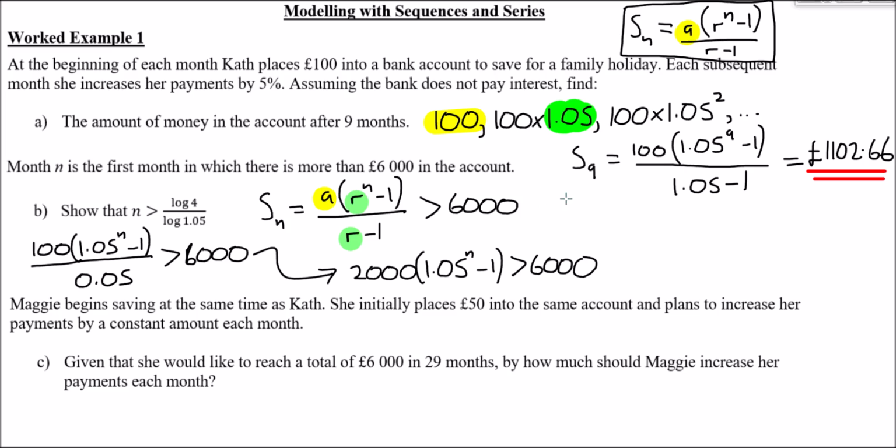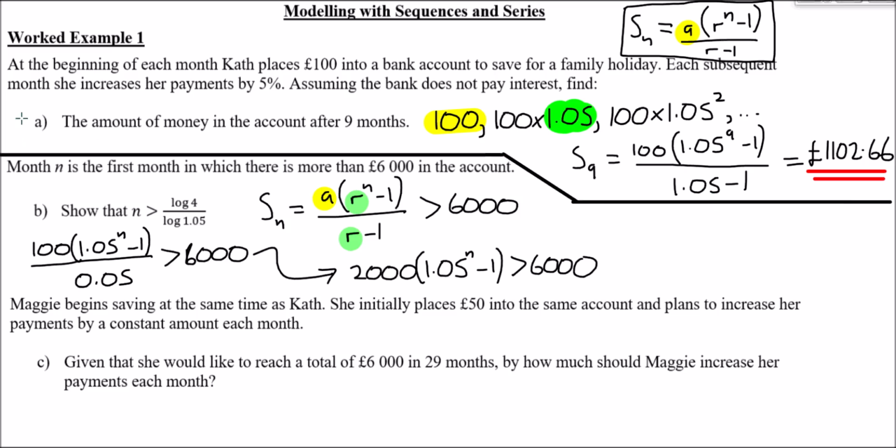We can now divide both sides of this by 2,000. So we get 1.05 to the n minus 1 is greater than 6,000 divided by 2,000, which gives us 3. If we now add 1 to both sides, we see that 1.05 to the n is greater than 4. Now we can take logs of both sides. So log of 1.05 to the n is greater than log 4.